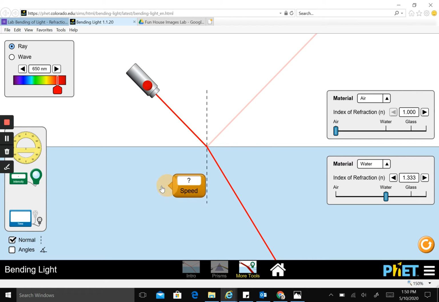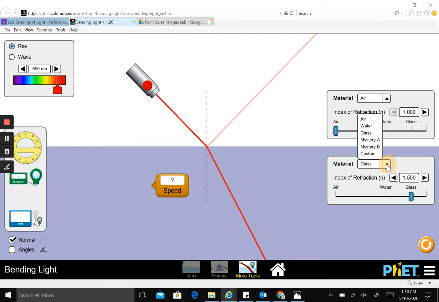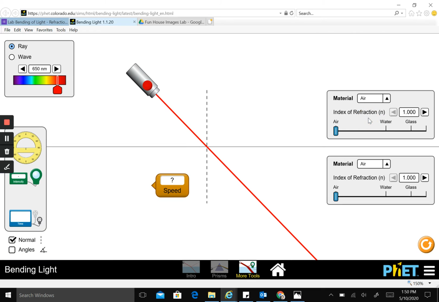Now, in this lab, you need to pay careful attention to what material it's asking for. If it's asking for water, make sure this material here down in the bottom is water. If it says glass, make sure it says glass. And if it says air, look at what happens with air. With air, you'll notice that it passes straight through. The speed before and after are the same because there's nothing to slow it down.